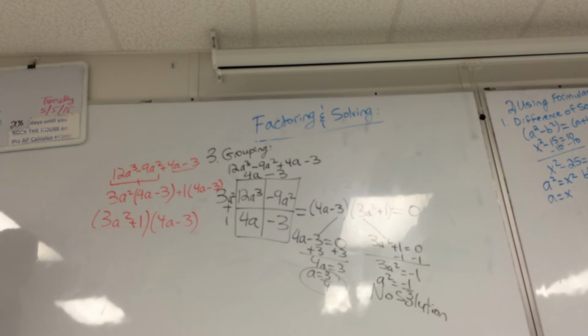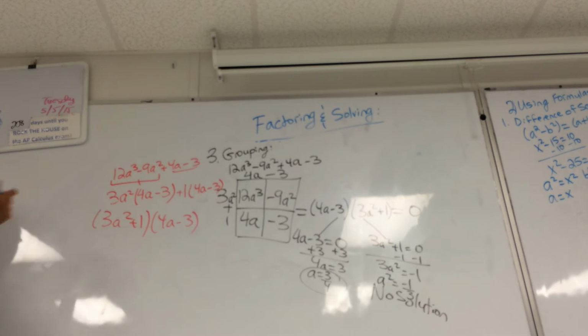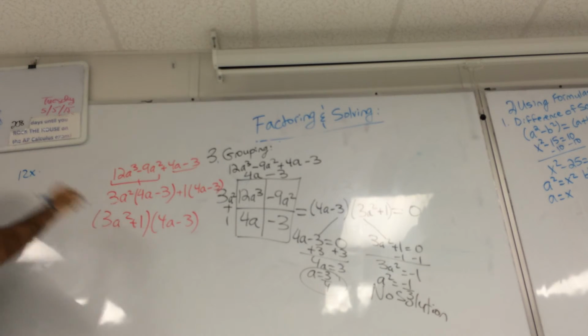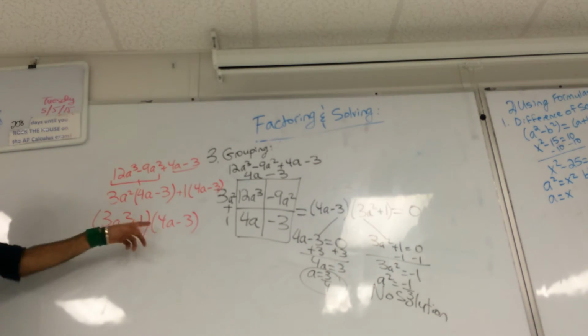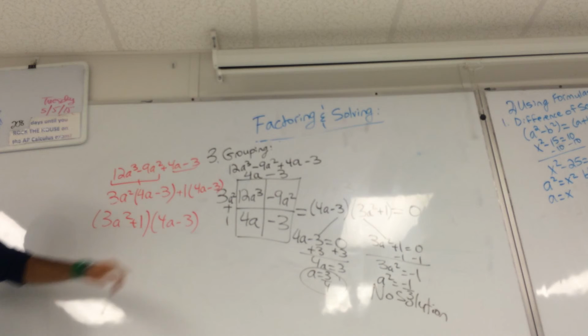Humberto? But how come you don't add those two, the insides, like 4A minus 3 and the other one? So does it just cancel out? Oh, I see. So you're saying, why doesn't this become like 8A minus 6? Yeah.